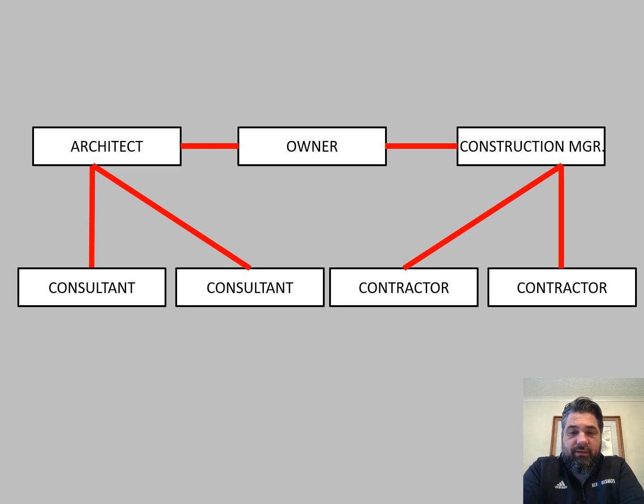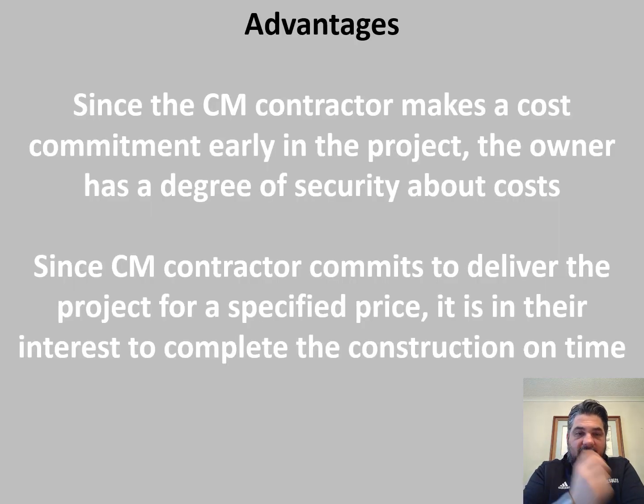And so you'll notice the difference in this diagram is that the subcontractor agreements have moved from the owner over to the construction manager, because now the construction manager will also manage the subcontractors. Some advantages of this is that since the construction manager makes a cost commitment early in the project, the owner has more security about the costs as they move forward.